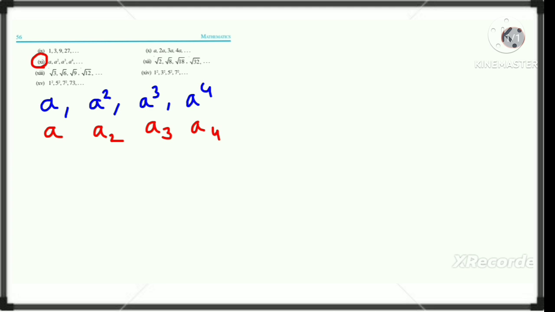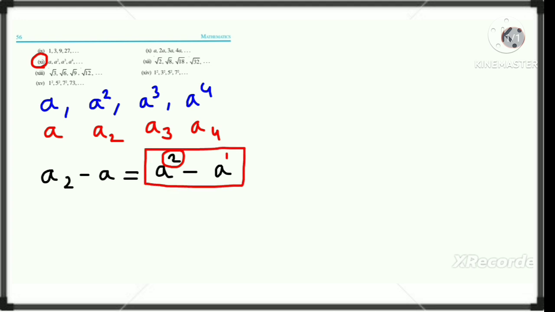So firstly, difference between a2 and a1. a2 equals A square minus a1 equals A. Here further it can't be subtracted because for subtraction there must be the same variable with the same power, but it has power of 2 and it has power of 1, so it can't be subtracted, right?